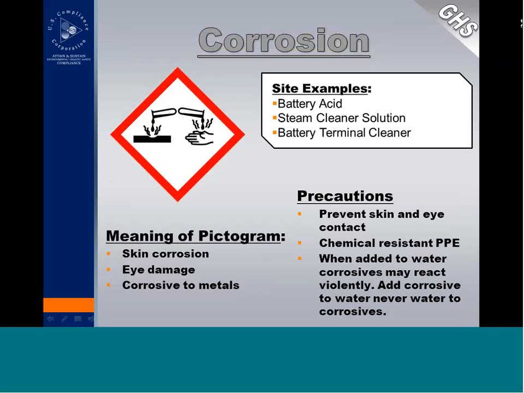This symbol, much like the DOT label, is for corrosives. What this means is that it can cause damage to your skin, your eyes, and materials in your workplace, including metals. Basic precautions include preventing skin and eye contact, wearing chemical-resistant PPE, and we need to ensure that due to the potential for violent reactions, we always add corrosives to water if necessary to dilute. Never add water to corrosives. Examples of corrosive materials at your site include battery acids, steam cleaner solutions, as well as battery terminal cleaner.